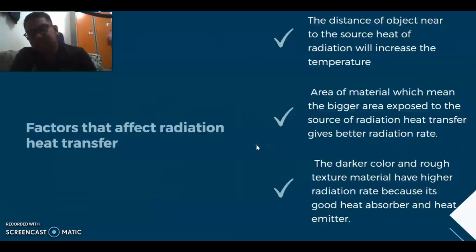And lastly, the factors that affect radiation heat transfer. Firstly, the distance: when the object is nearer to the source of radiation heat, it will increase the temperature. Also, if the area of material exposed to the source of radiation is bigger, heat transfer gives a better radiation rate. And lastly, a darker color and rough texture material surface has a higher radiation rate because it is a good heat absorber and heat emitter.